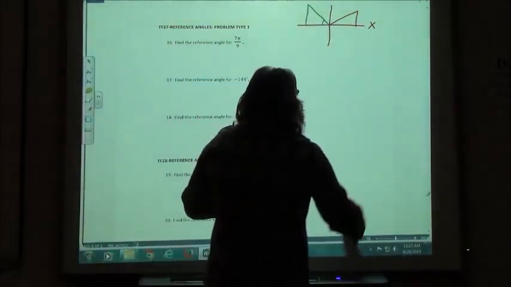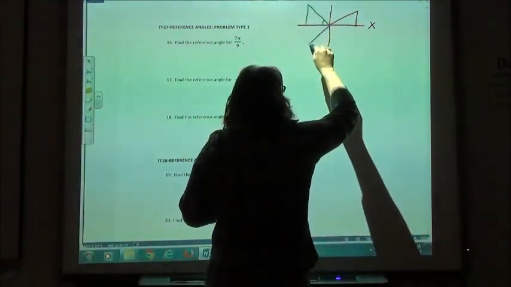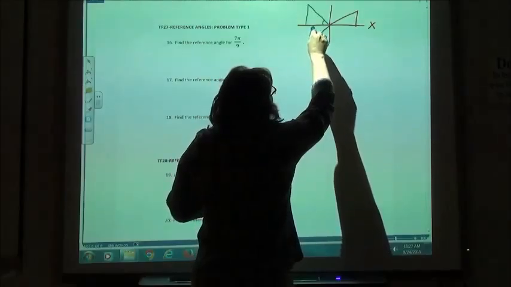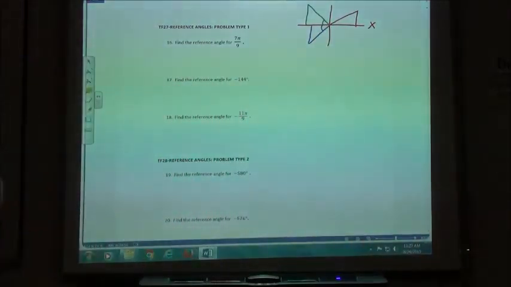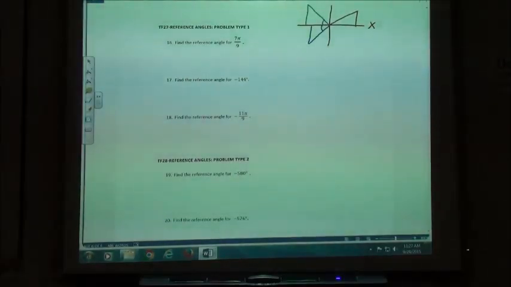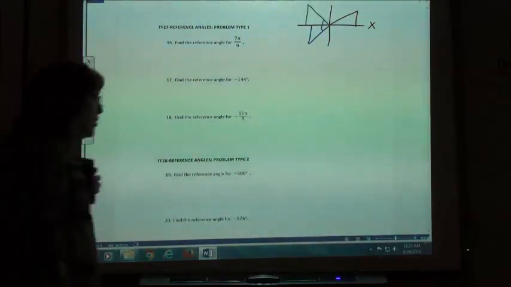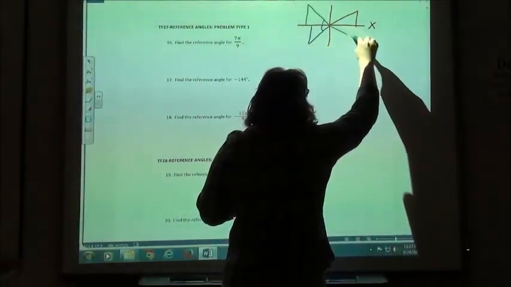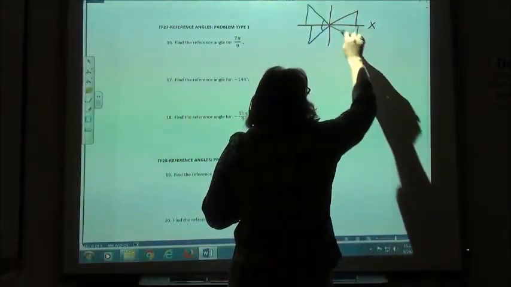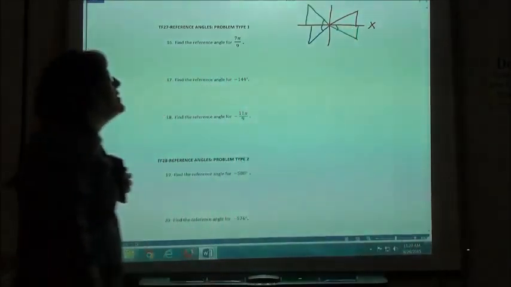If I'm in quadrant 3, my angle is going to go up to the x-axis, so again my reference angle is always between my line and my x-axis. And then of course in quadrant 4, same kind of thing. If my angle ends up over here, I'm always going to the x-axis, so my reference angle is that angle in there.